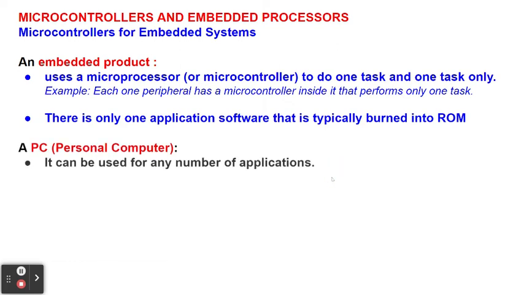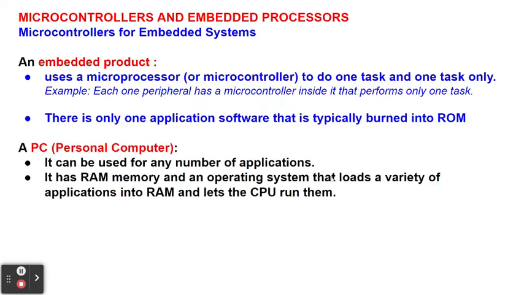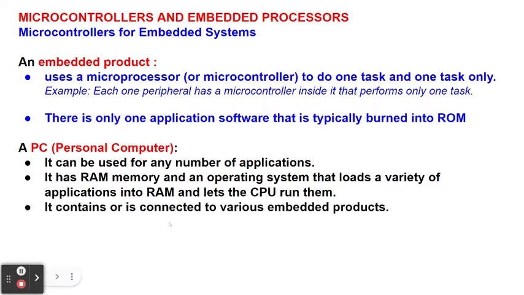A PC or personal computer can be used for many other numbers of applications. It has a RAM memory or random access memory and an OS or operating system that loads a variety of applications into RAM and lets the CPU run them. It contains or is connected to various embedded products.